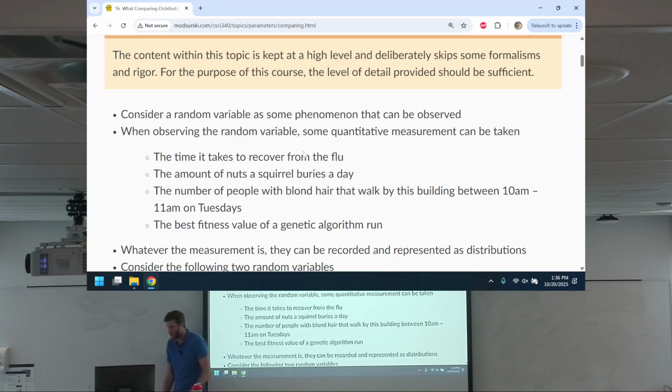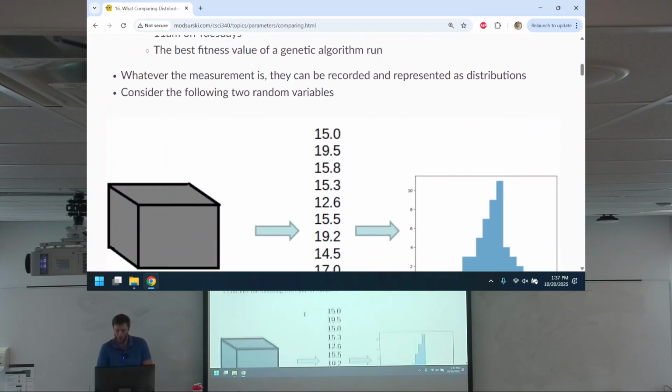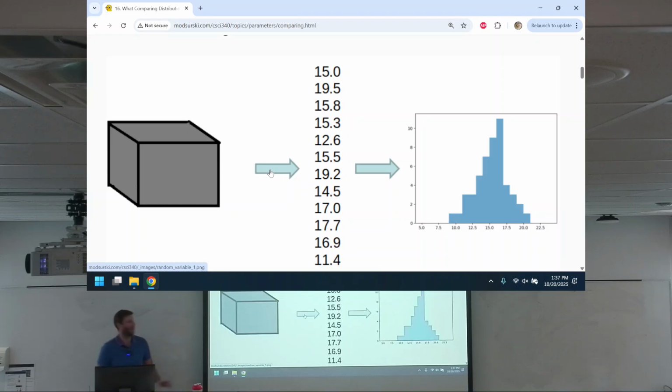If I go and observe a particular squirrel over the days, one day it might bury, I have no idea what number of nuts squirrels bury a day. But let's say one day it buries 7, the next it buries 17, the day after that it's 7 again, and then 4, and then 11, right? It's going to be different every time. But the point is, I've got some random variable I'm representing as just a cube, okay?